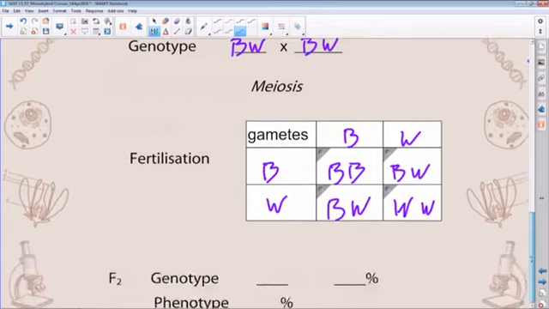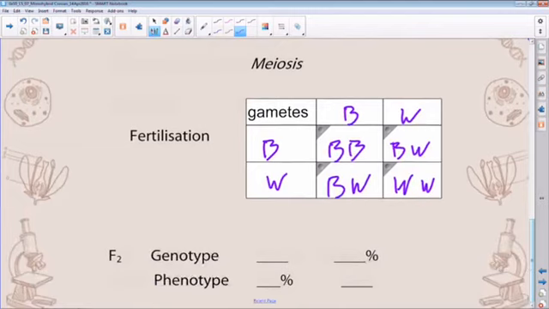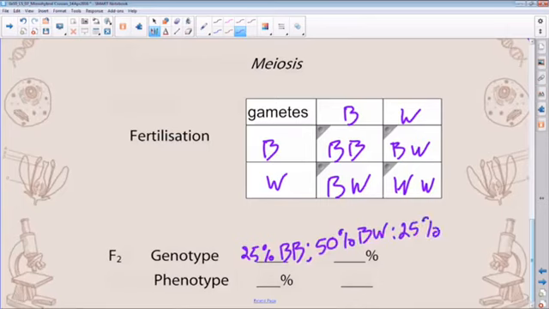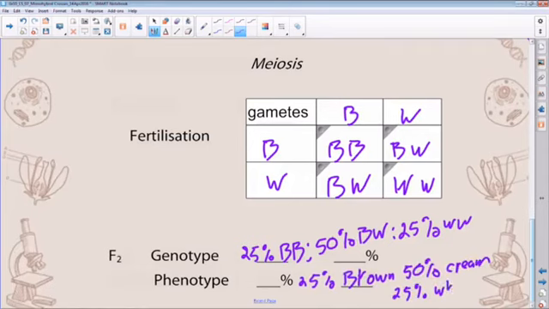How cool is that? So I'm just going to put percentages in this time, so it goes quickly. It's 25% big B, big B, 50% big B, W, and 25% W, W. And I'm going to end off here with 25%, what was it? Black? No, it was brown, hey? Brown, 50% cream, and the last one is 25% white. You all got that, I'm sure you did. So that is your codominant.